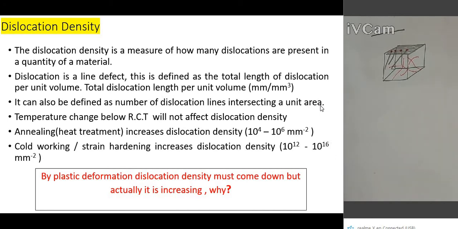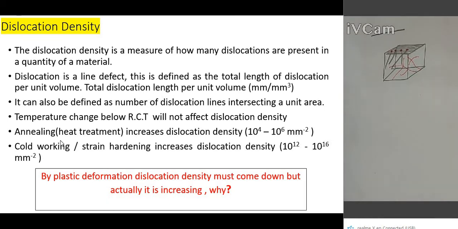And annealing is an important heat treatment process which decreases the dislocation density. This is the dislocation density and this is the unit. The unit of length is mm and of volume is mm cube, so mm by mm cube, we can say mm raised to minus 2. That is the unit of dislocation density. And 10 raised to 4 to 10 raised to 6 mm raised to minus 2 is the dislocation density of an annealed material.